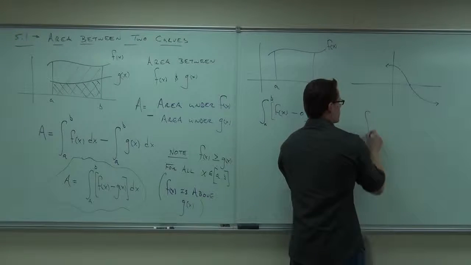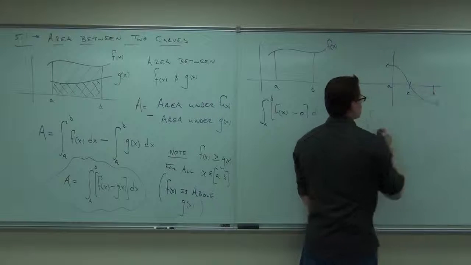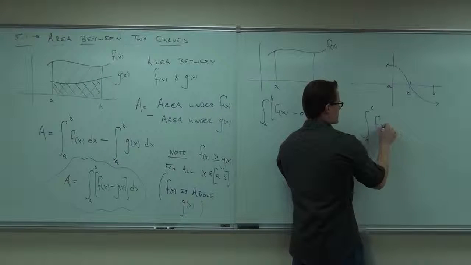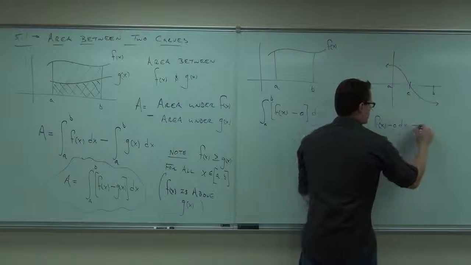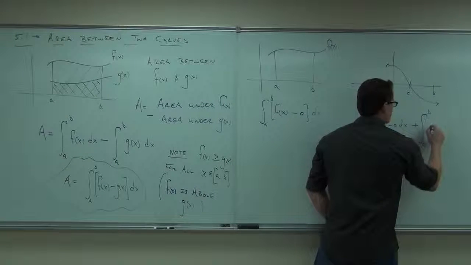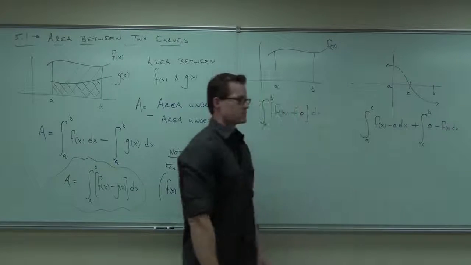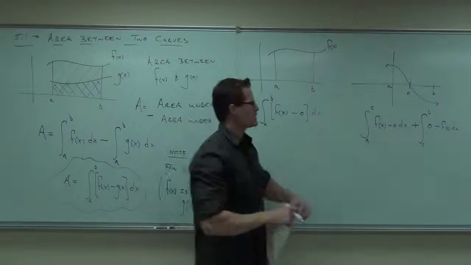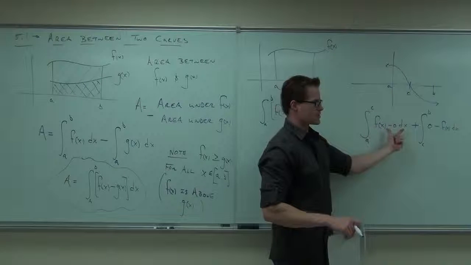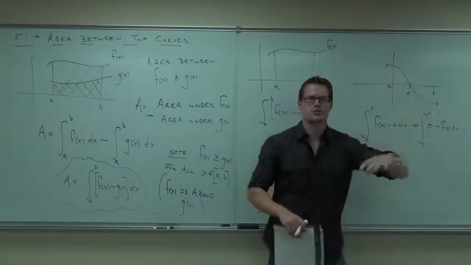Basically, you could do it this way. If this is C, and this is A, and this is B, wherever that happens to be, you could go: from A to C of f of x minus 0, plus C to B of 0 minus f of x. Yes, no? That says keep the top function on the top. Here's the top from A to C, f of x minus 0 for the x-axis. Here from C to B, 0's on the top, the function's on the bottom.